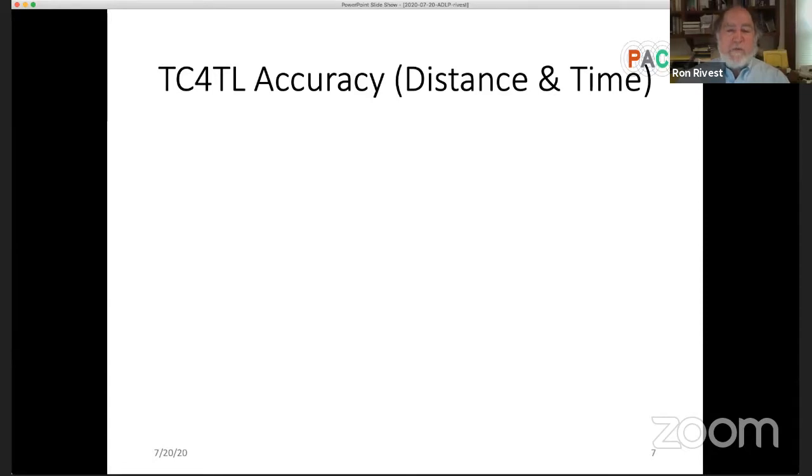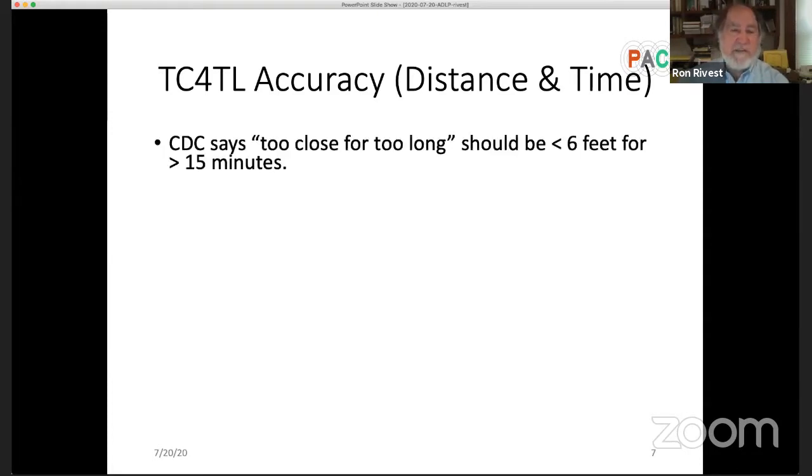So one of the key technical questions is the too close for too long accuracy: measuring distance and time. Time is pretty easy, so distance is the challenge. The CDC says too close for too long should be less than 6 feet for more than 15 minutes. If you're within 6 feet of someone for more than 15 minutes, that's a too close for too long event, and you may have been infected and you need to get tested or have some other intervention applied. And so it's the 6 feet measurement that's the hard one. The 15 minutes is easy.